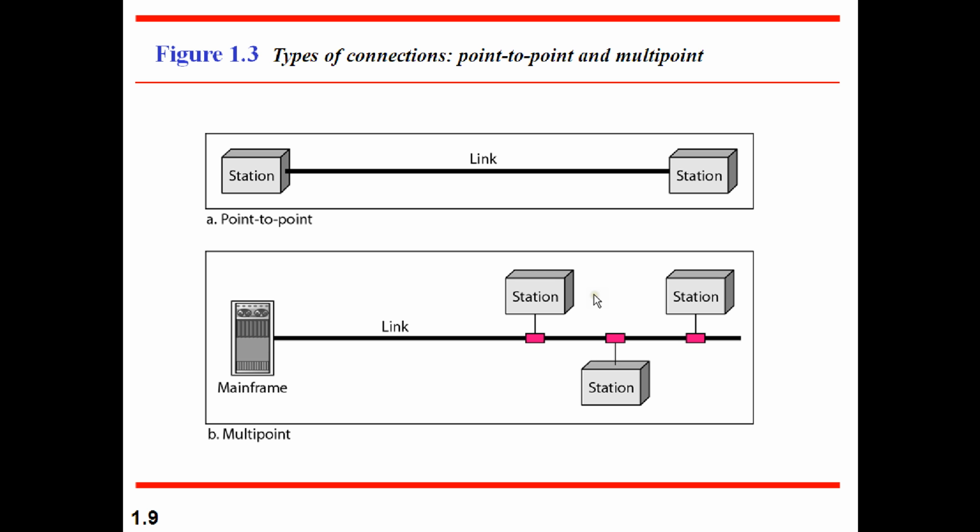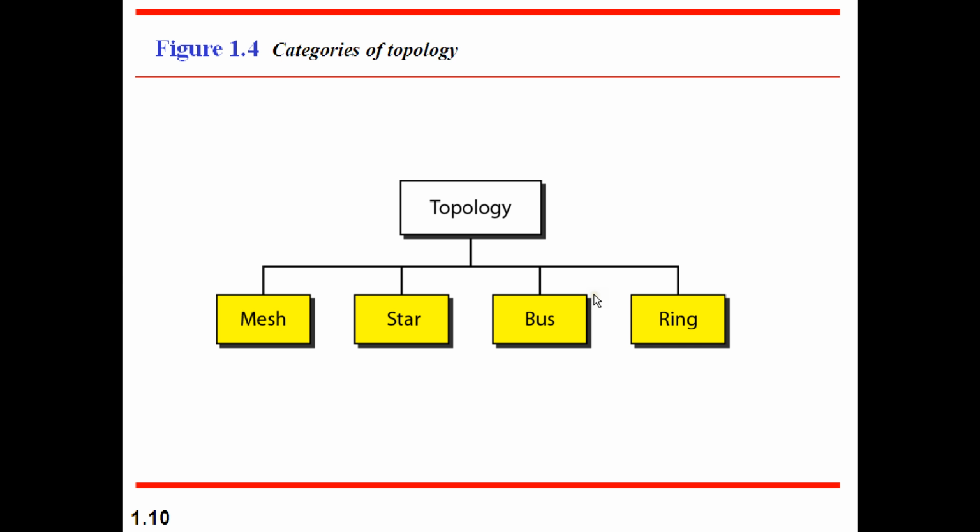Coming to multi-point, it is a connection in which more than two specific devices share a single link. In a multi-point environment, the capacity of the channel is shared either spatially or temporally. If several devices can use the link simultaneously, it is a spatially shared connection. If users must take turns, it is a time-shared connection.